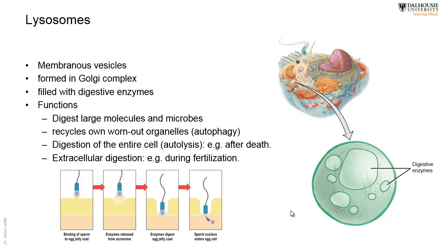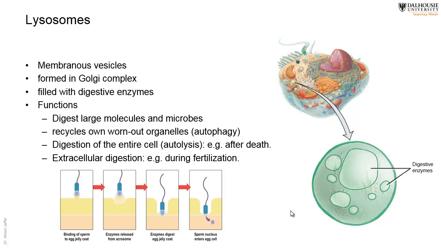by enzymes that are present in the lysosomes. These enzymes do not digest the cell during life because they are confined, compartmentalized by the membrane of the lysosome. But if this membrane leaks, then the digestive enzymes will go into the cytoplasm and digest the cell itself. Or they can be used for extracellular digestion, as for example in the case of fertilization.